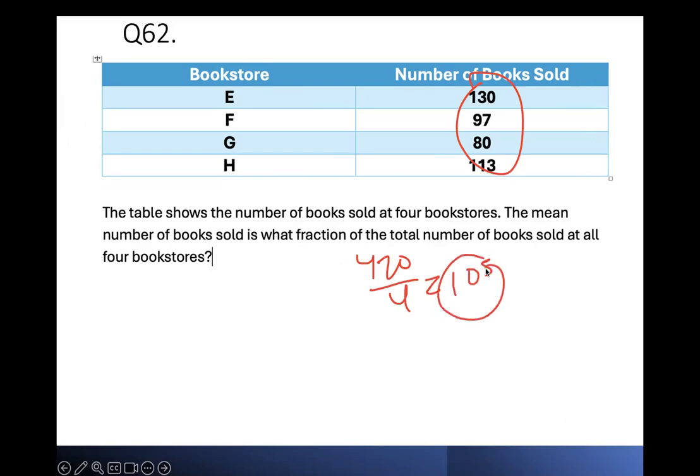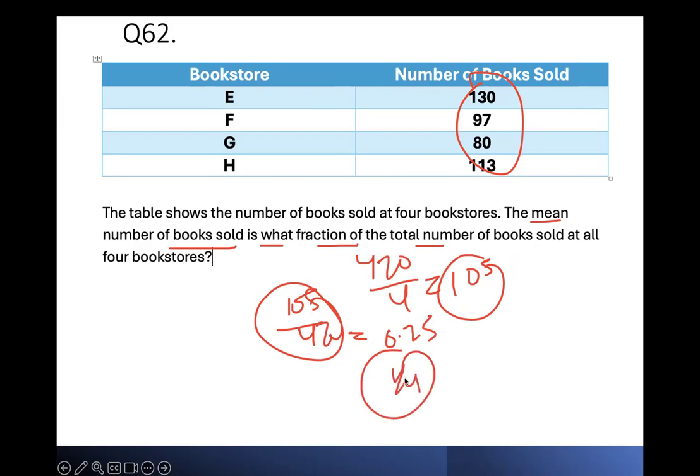That's the mean. But the question says the mean of the number of books sold is a fraction of the total. So the mean is a fraction. That means the mean divided by the total will give you the same thing, 1/4 of the information. This will be what? 1/4, 0.25, 1/4. That's what is asking you. Looks complex, but this is basically a mean translated in a different way.